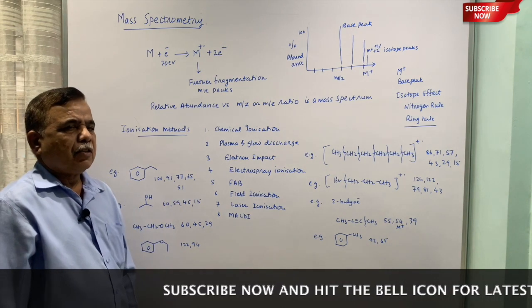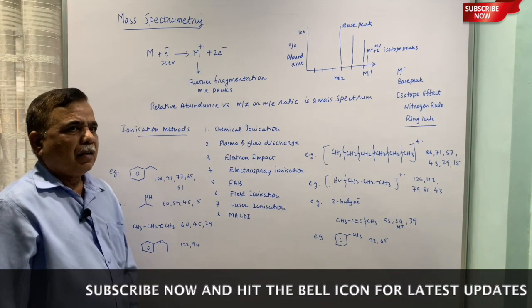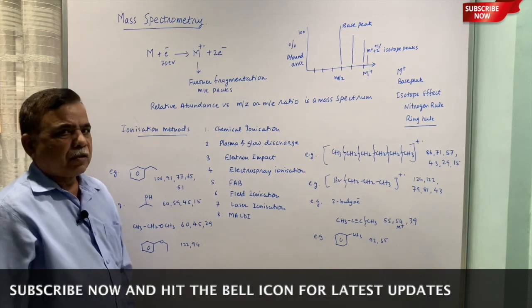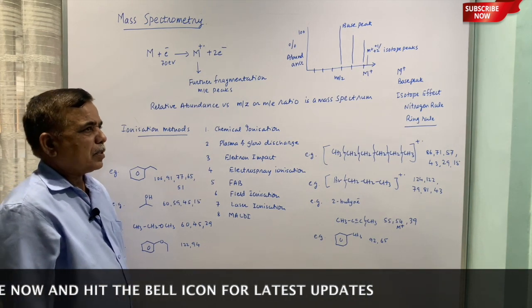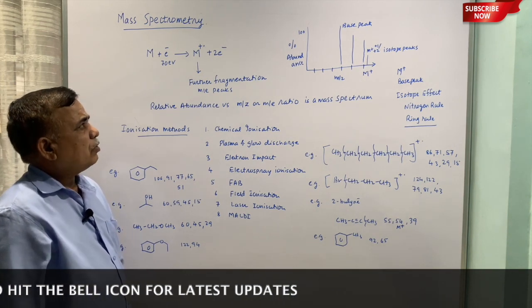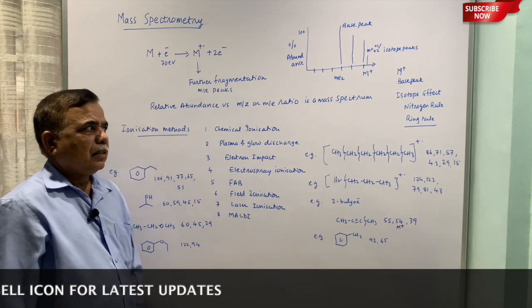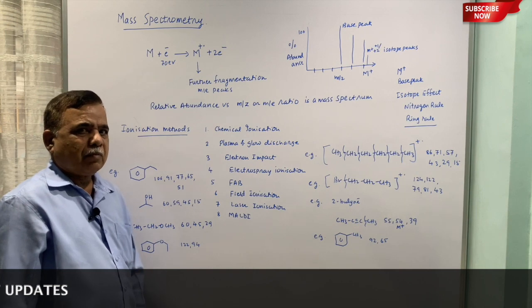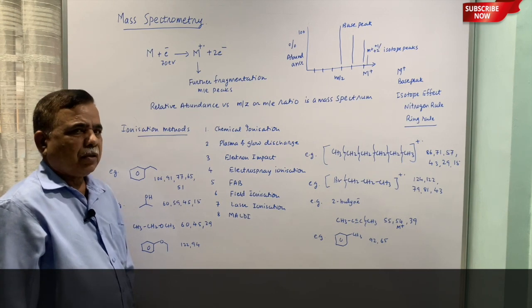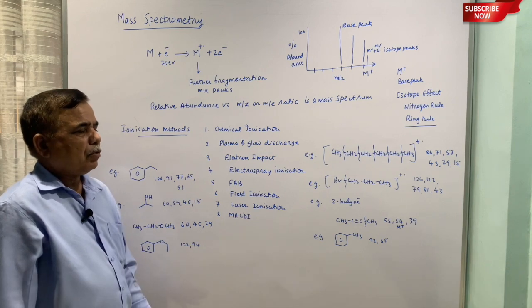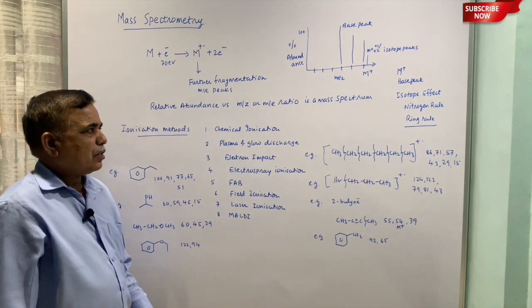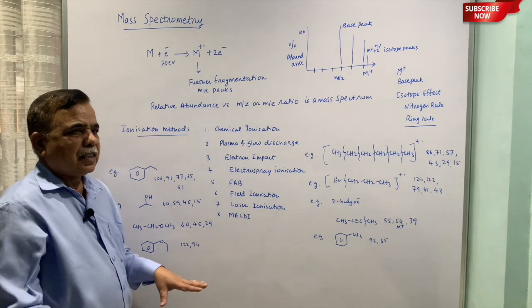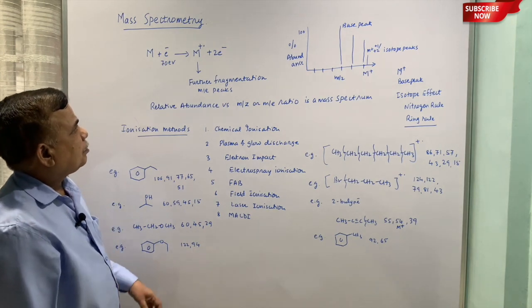Spectrometry, because it is not following the laws of spectroscopy, that is Beer-Lambert's law and all. So this is altogether different analytical technique, with the help of which you can determine the exact molecular weight of the compound. From the fragmentation pattern, you can come to know about the structure of the compound, or at least the skeletal part of the compound.